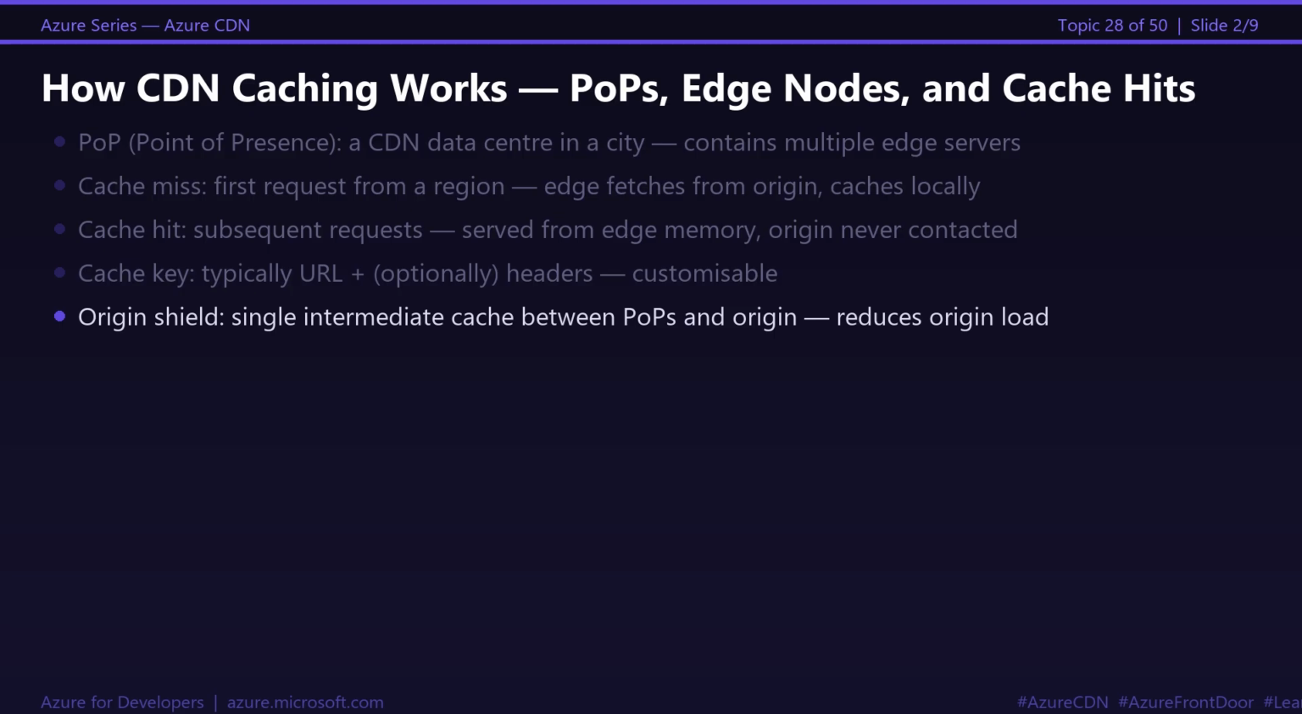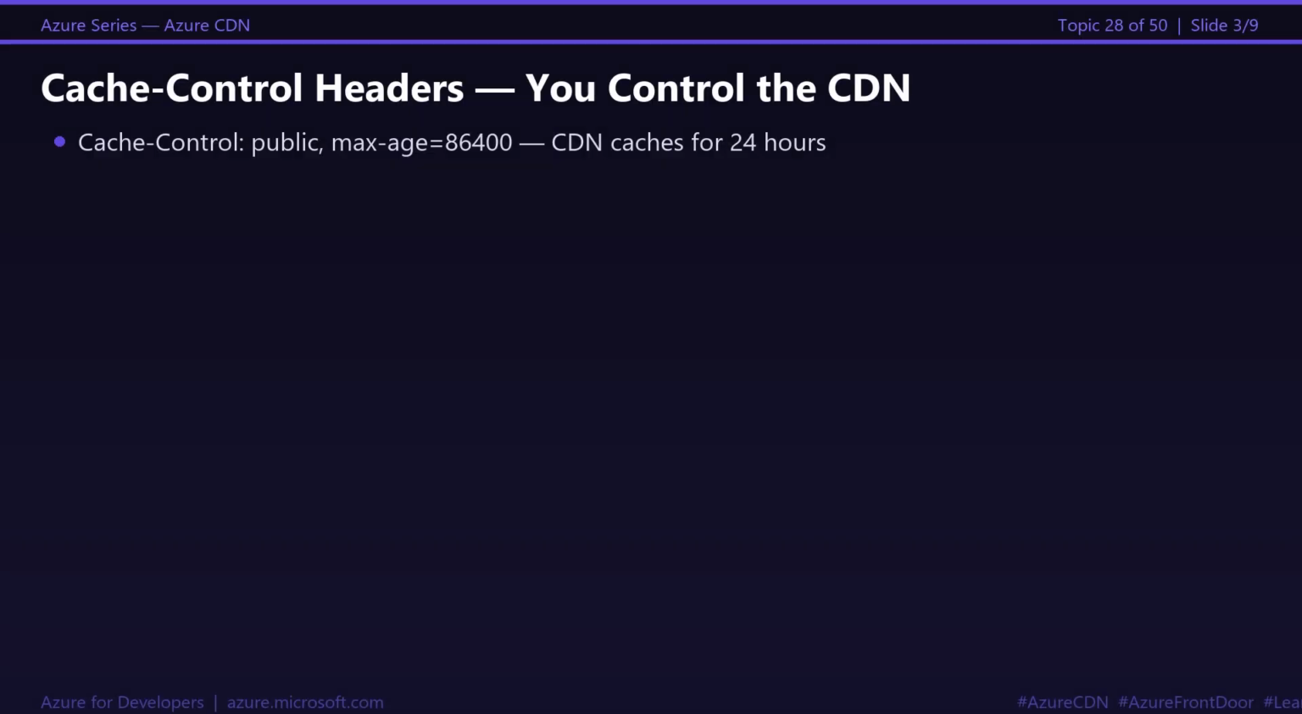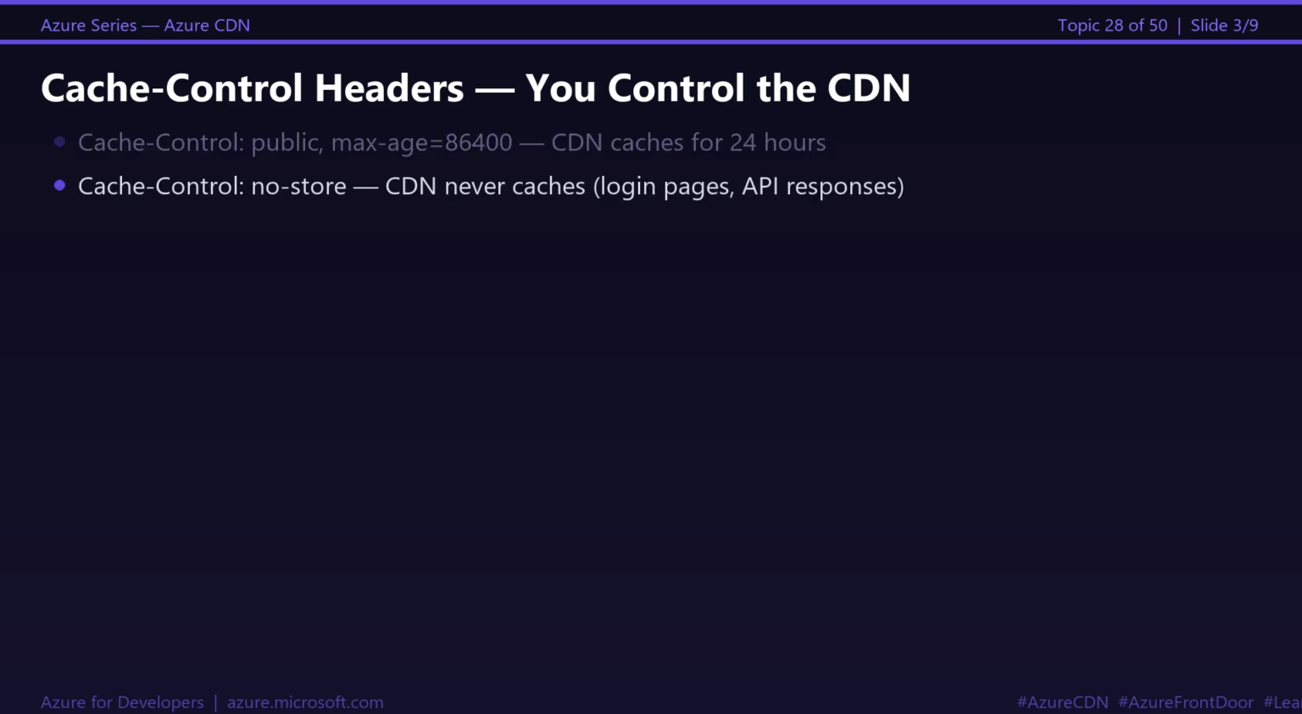s-maxage is the CDN-specific TTL. It overrides max-age for CDN caches while leaving browser cache behavior unchanged. Your CDN caches for 1 hour. The browser caches for 5 minutes. Set them independently.